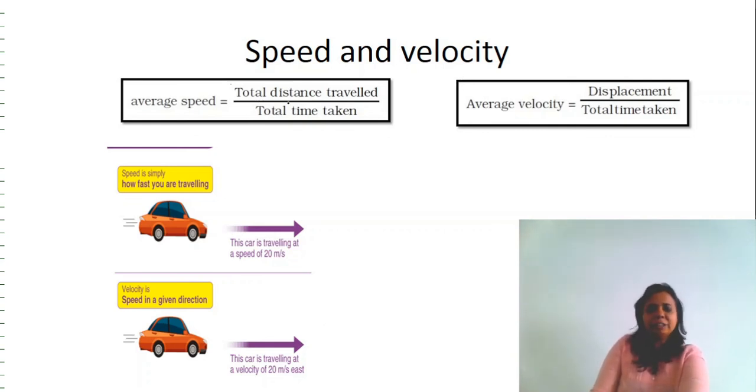The second difference is all about the formula. What is the formula of speed? Total distance traveled divided by the total time taken. Distance over time is called speed. But for average velocity, you have to take the ratio of displacement and total time. Displacement, we already saw this. What is displacement? It is the shortest distance. So that is the little bit of difference between speed and velocity. In speed, we will not take the direction, but in velocity, we must take the direction also.